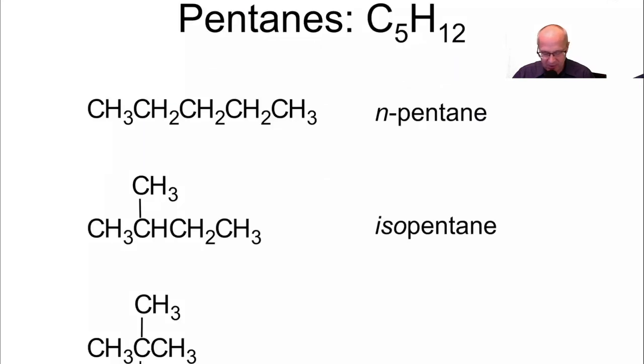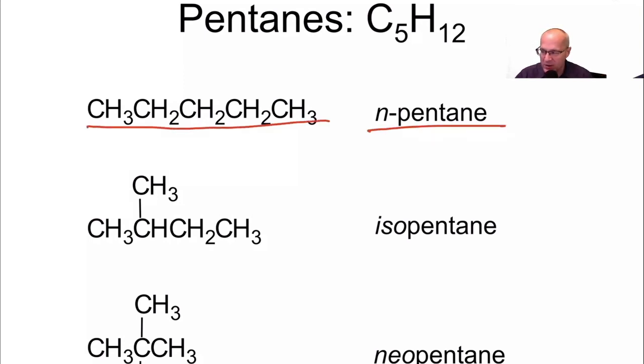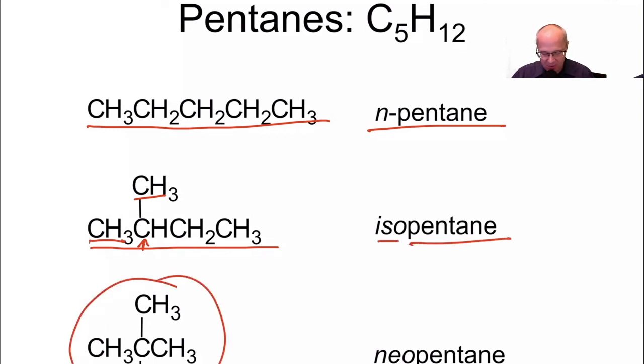Here are some constitutional isomers of pentane. This one's N-pentane. Notice it's just one carbon after another in a non-branched format. Here's a branched version. Here's a terminal carbon with a couple of methyl groups attached to it. So it's isopentane. And here's an example called neopentane, where you have a bunch of methyl groups attached to a centralized carbon.